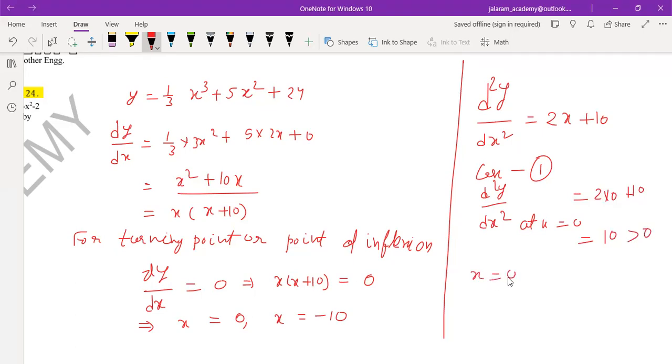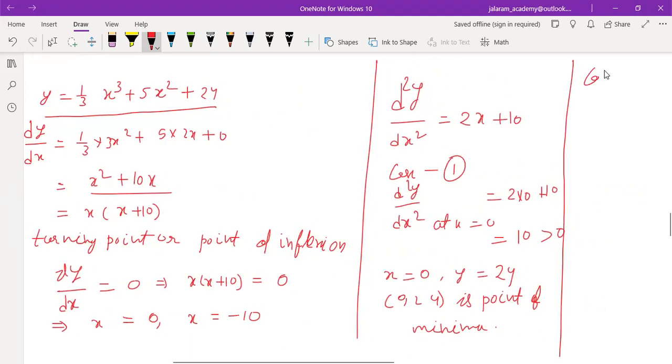Means x equals 0. And if you substitute x equals 0 in this, y equals 24, that is, 0, 24 is the point of minima. This is the turning point actually. This is only the point of minima.